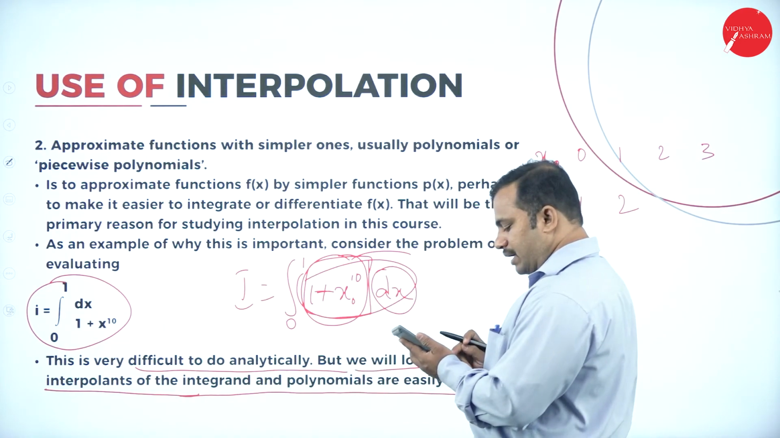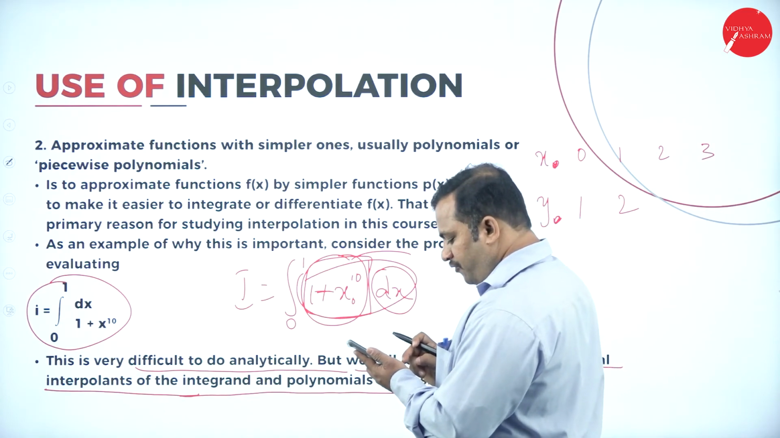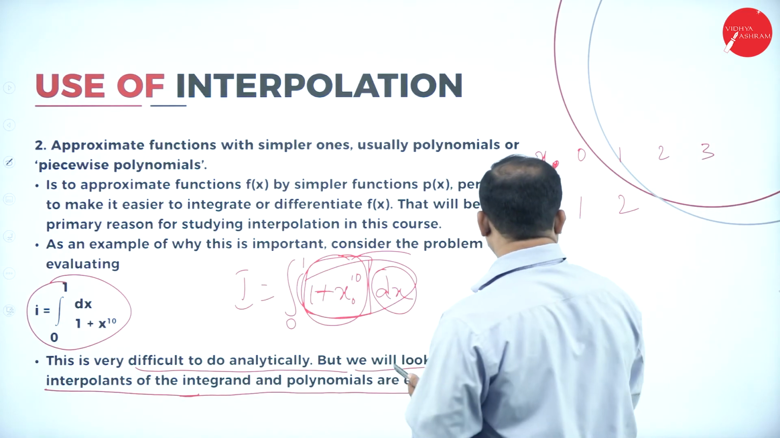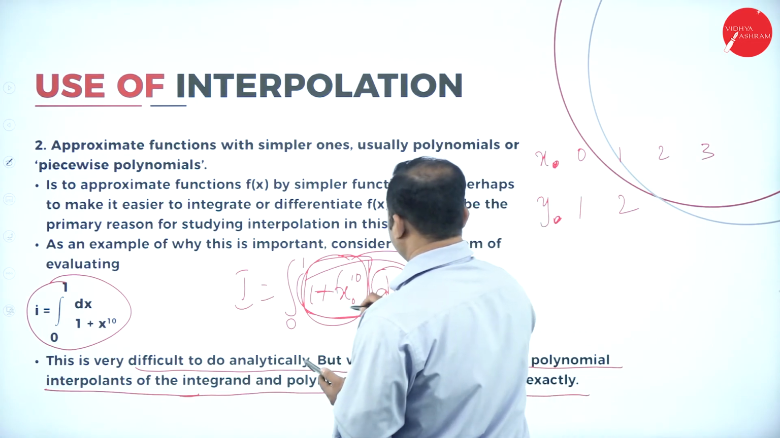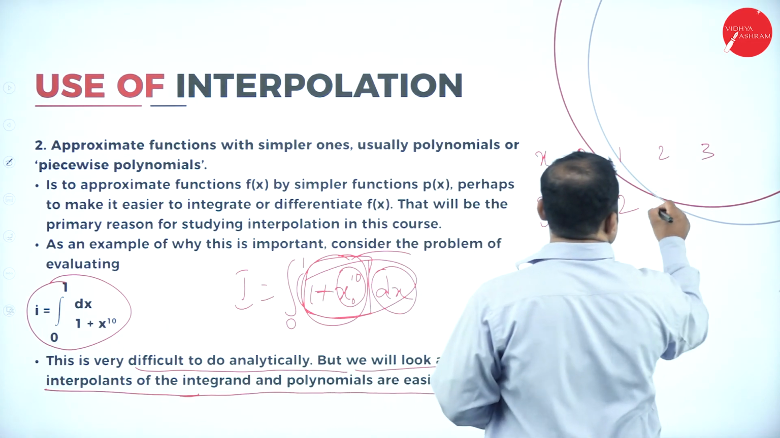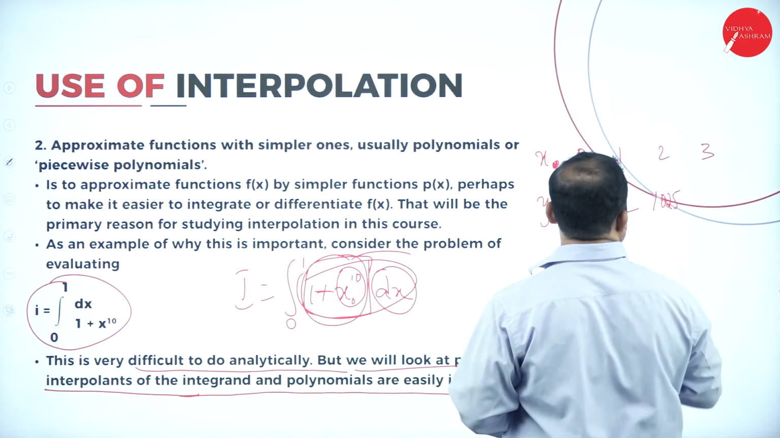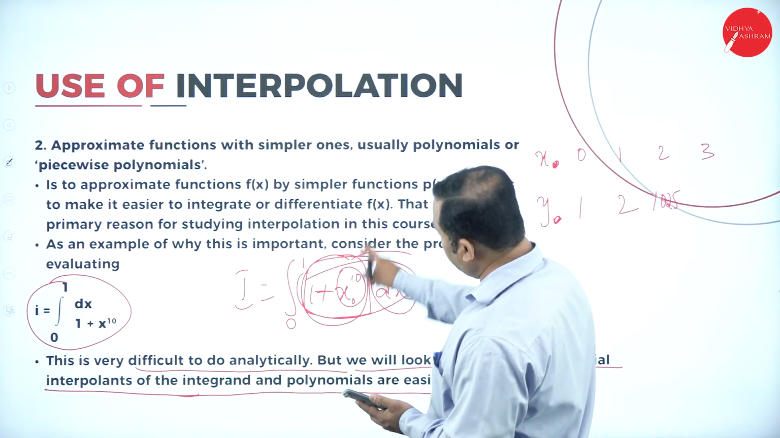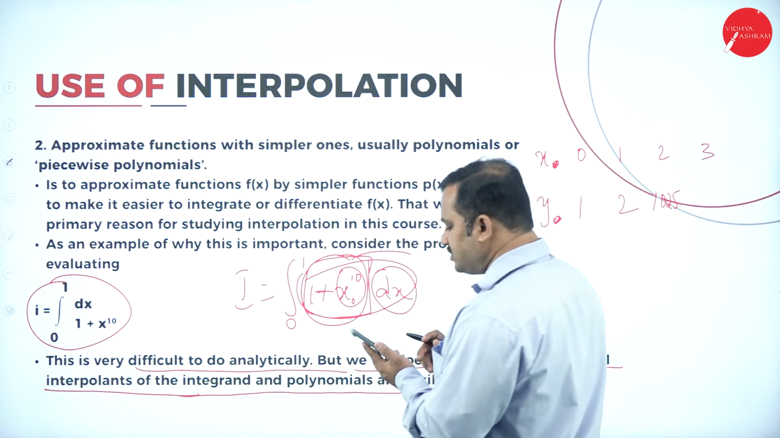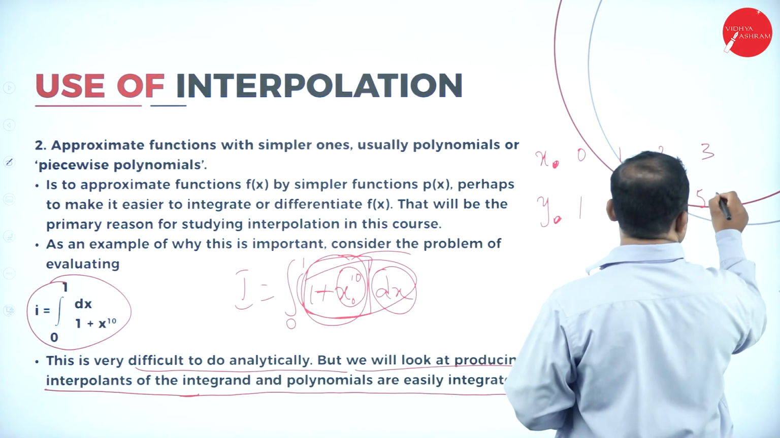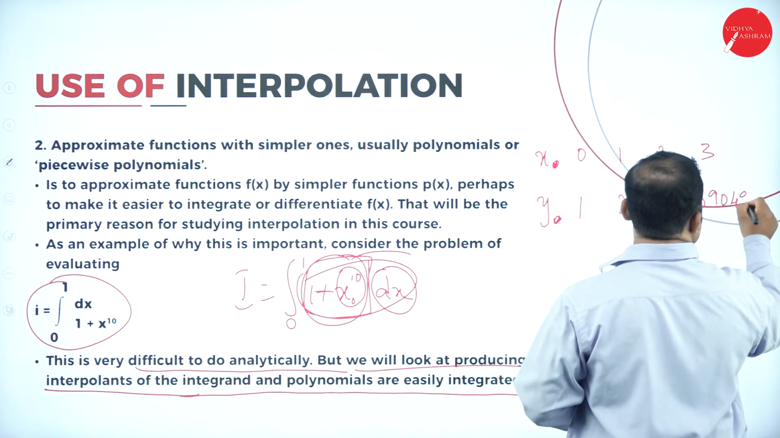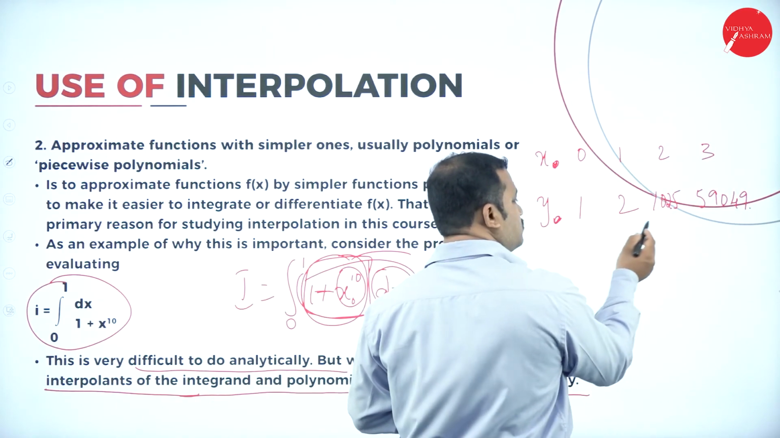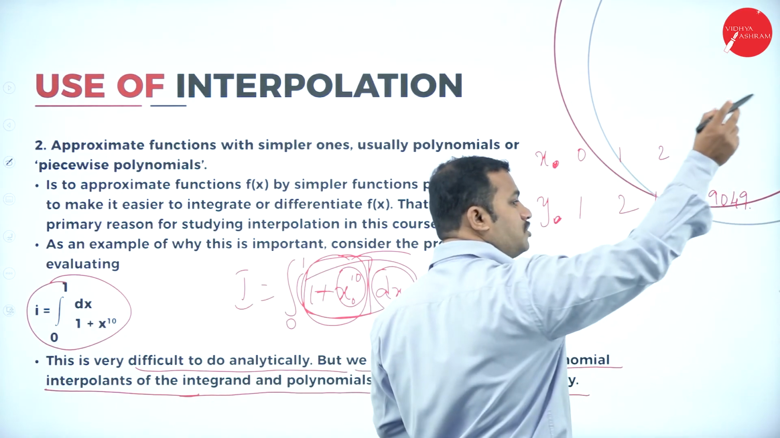Let me take you into that. 2 raised to the power of 10 is 1024. That is 1024 plus 1, 1025. Similarly for 3, 1 plus 3 to the power of 10 is 59049. So how is it moving on?